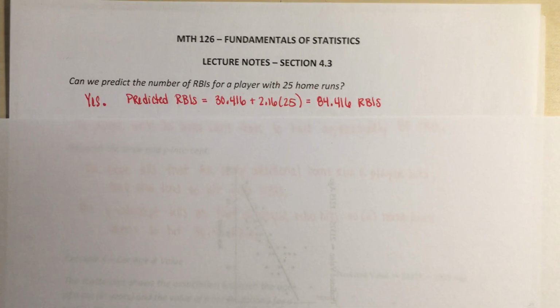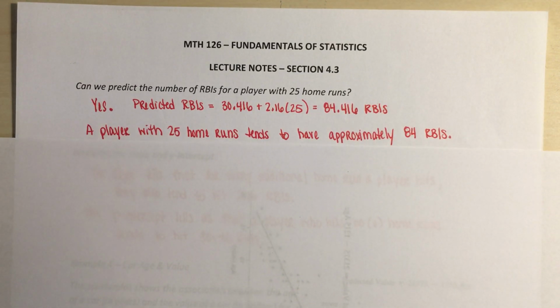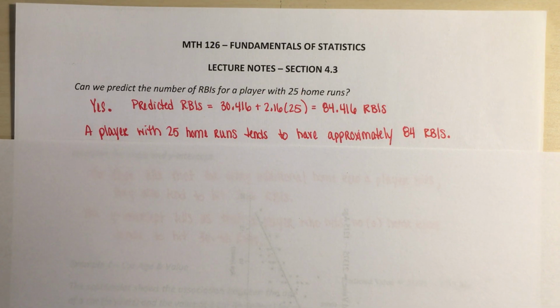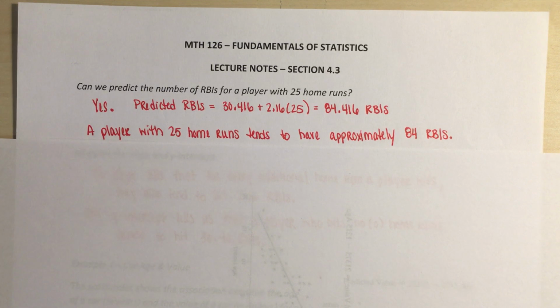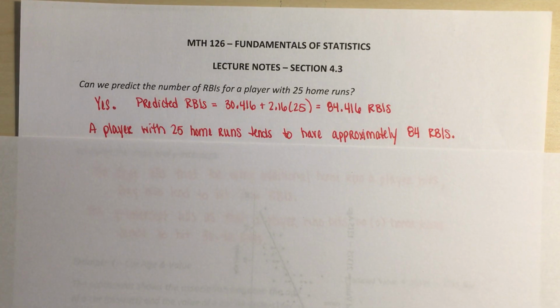All right, we can go one step further. We can write a nice sentence interpretation of this. A player with 25 home runs tends to have approximately 84 RBIs. Right? So we took our prediction and we wrote a nice sentence. Again, remember that we like to use words like "tends to" when we're doing stuff like this, because it's not a certainty. It's just a prediction.